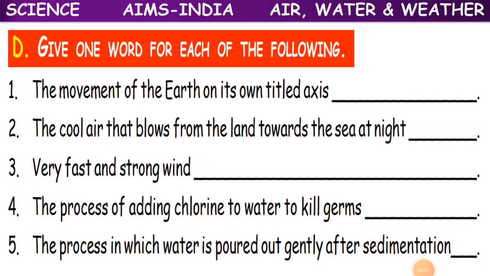Now children, the next exercise. Give one word for each of the following. Okay. Now we have to answer with one word for these statements. Okay, for this fill in the blanks or else. The first one is the movement of the earth on its own tilted axis. What do we call it as?